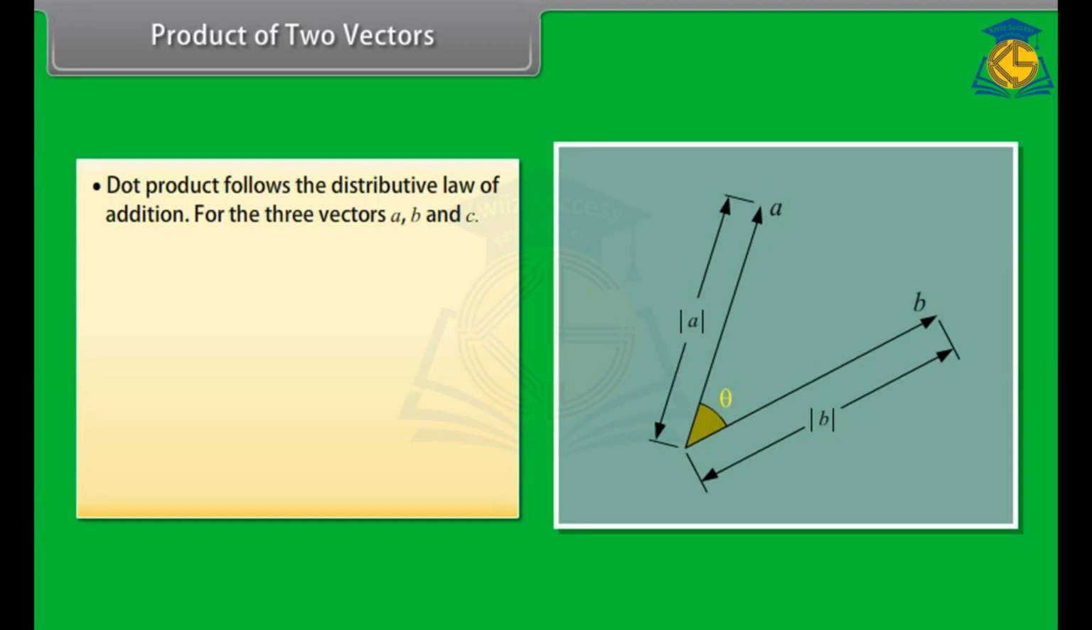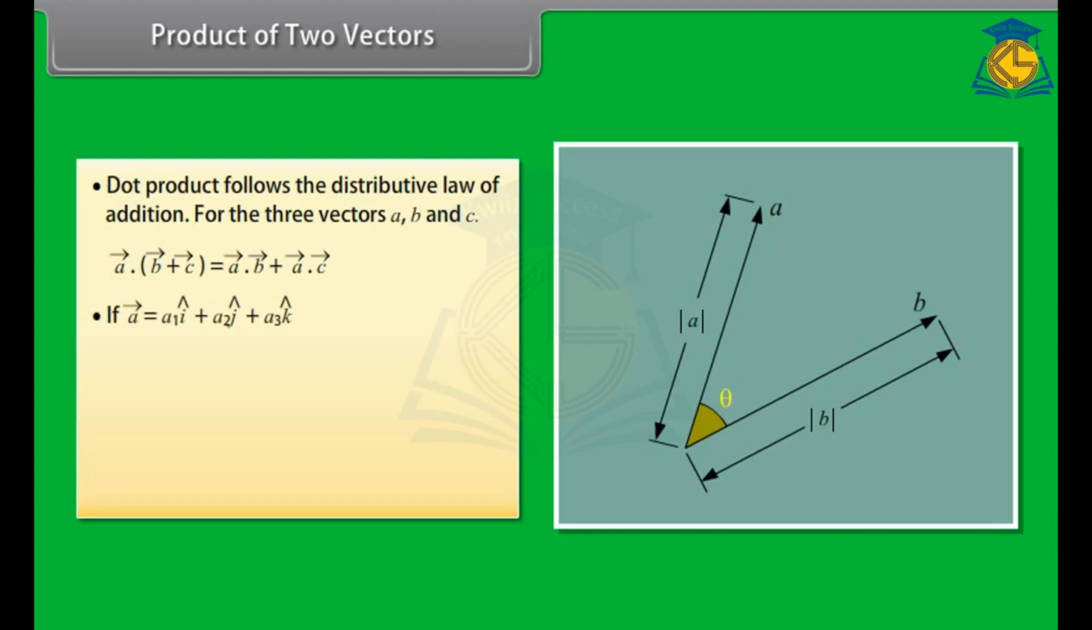Dot product follows the distributive law of addition. For the three vectors A, B and C, the dot product of vector A and vector B plus vector C is equal to the dot product of vector A and B plus the dot product of vector A and C.